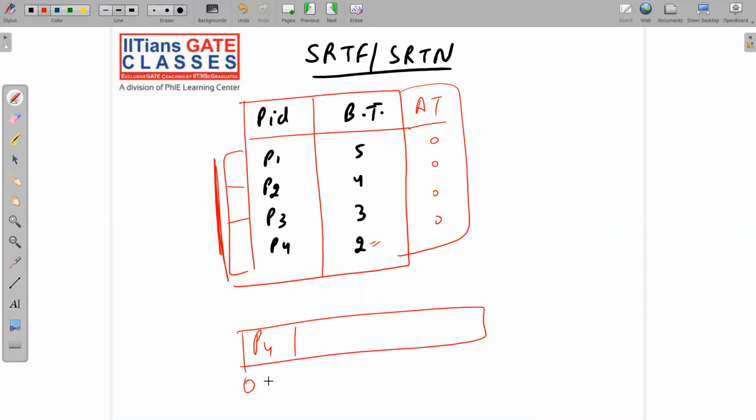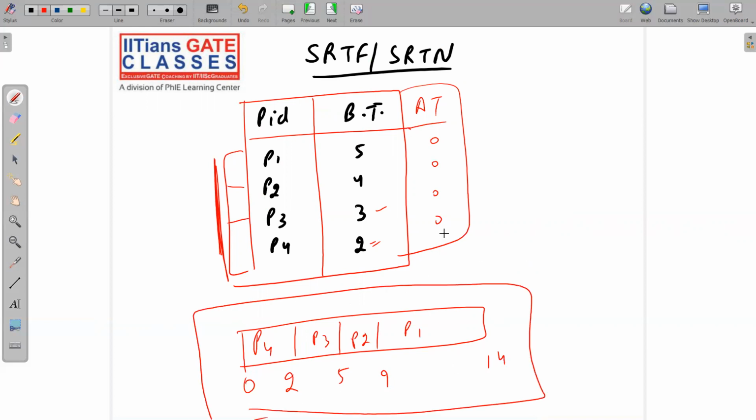I am preparing the Gantt chart. From 0 to 2, P4 will be executed, and then P3 will be executed till 5 because its burst time was 3, and then P2 will be executed till 9, and then P1 will be executed till 14. So this is the Gantt chart. You will say, sir, why have you solved this question? This was really very, very simple. Here, I just want to clear a very beautiful point.